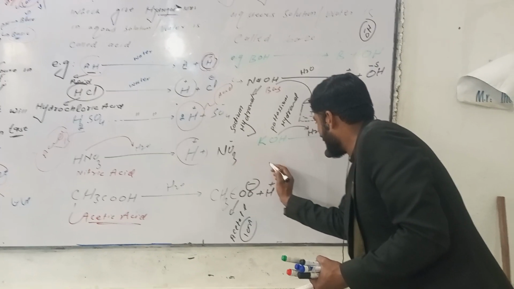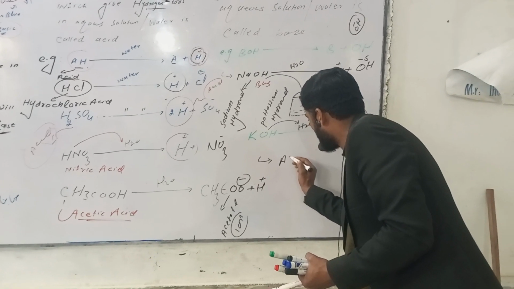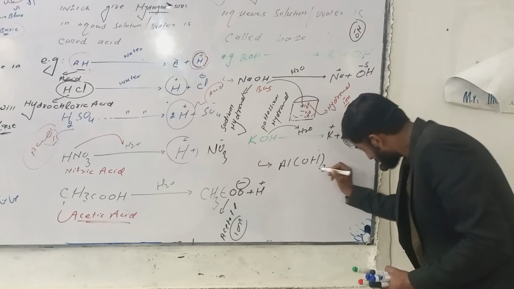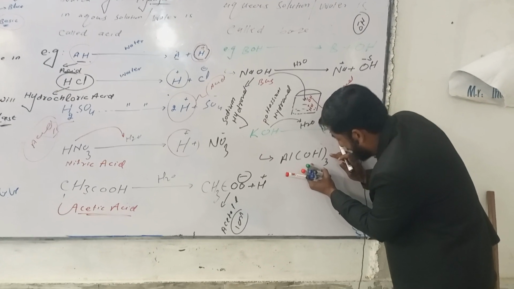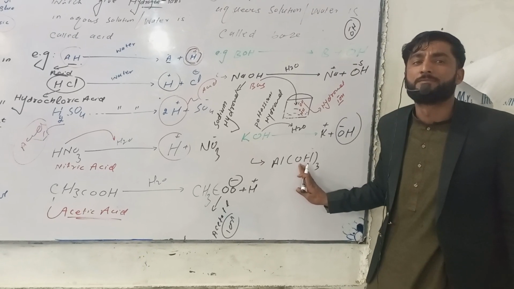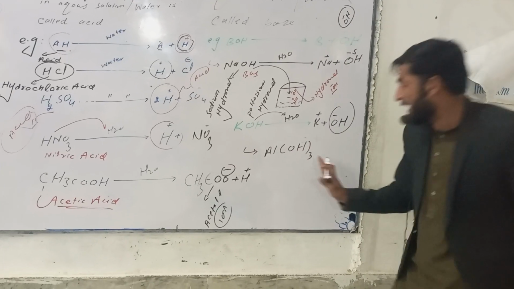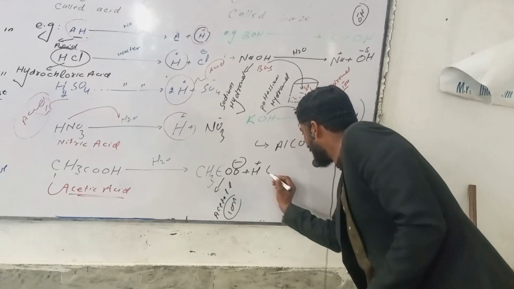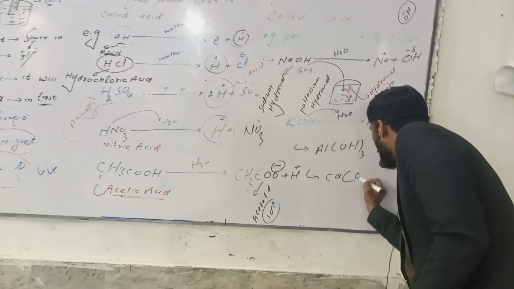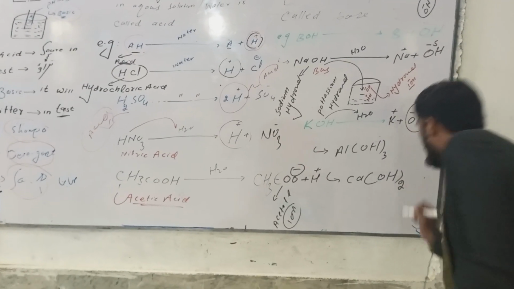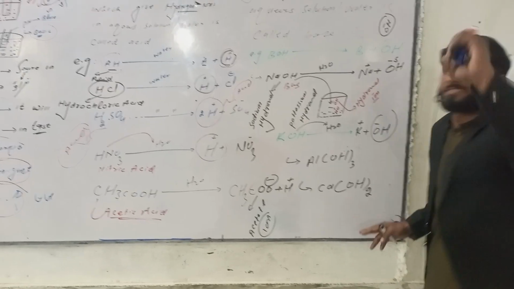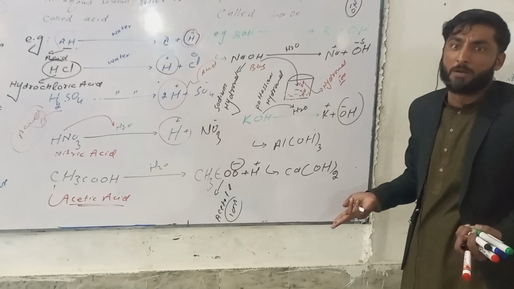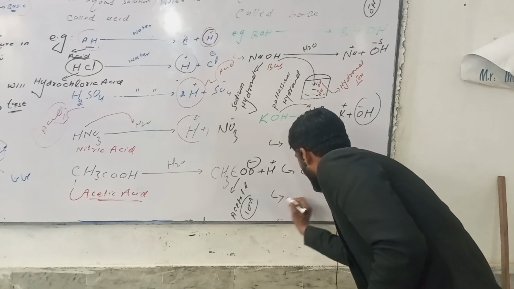Look at the next example, Al(OH)3. Look here, there is also hydroxide ion available right now. Is this substance acid or base? Base. Why are these substances base? OH ion is available right now. The next example, Ca(OH)2. Is this substance acid or base? Base. Why is this substance base? OH ion is available right now.